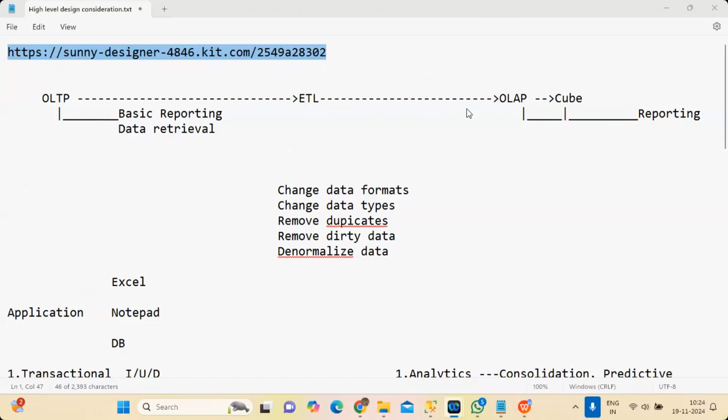Any more questions? If there are no questions, we will end the demo session. Based on the batch, we will continue with the other sessions. Information will be given to all of you.